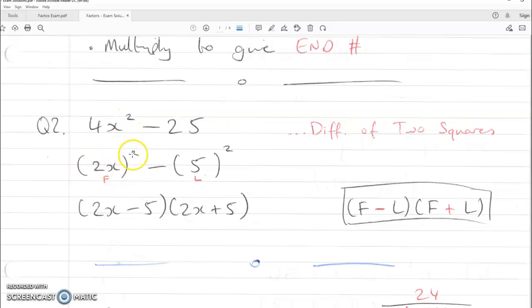Now that you've got that done, you label the part that's inside the first bracket as F for first. You label the bit that's inside the last bracket as L for last. And you've got this little formula you need to remember. First minus last, first plus last. So first is 2x, first minus the last is 5, and first is 2x plus the last is 5. And that's it for number 2, which is the difference of 2 squares.